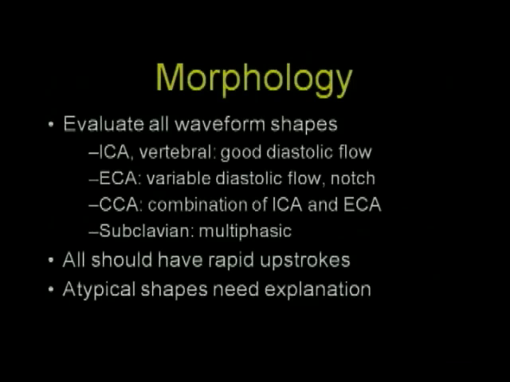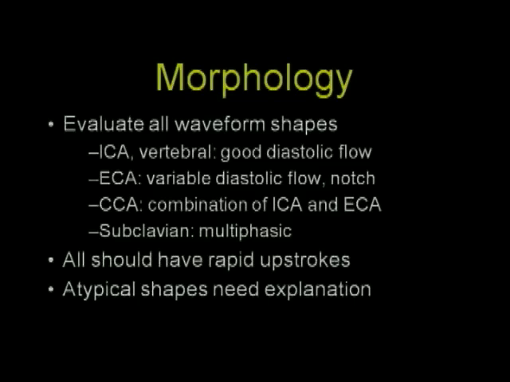It's important to evaluate the waveform shapes of all the vessels that we're looking at, and keep in mind that the internal and vertebral artery should have lots of diastolic flow. The external carotid artery can be variable in terms of the diastolic flow component. Sometimes it drops to 0 or can have a reverse flow component in early diastole. The common carotid artery will be a combination of the internal and external carotid arteries. And if you look at the subclavian, that waveform really should be multiphasic, as it does perfuse the periphery. All of these waveforms should have rapid upstrokes.